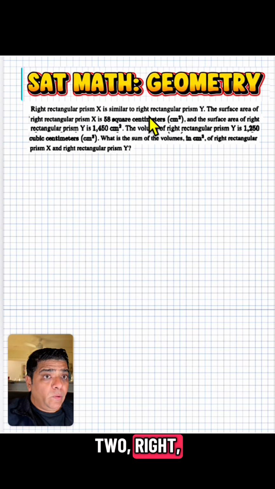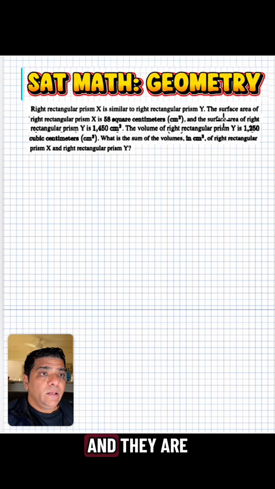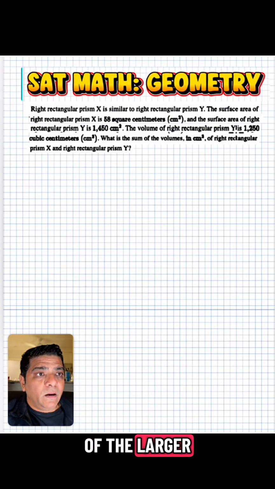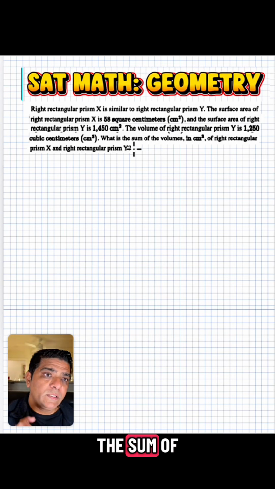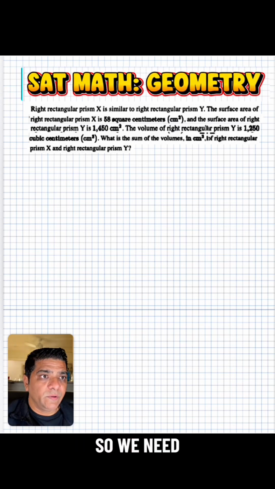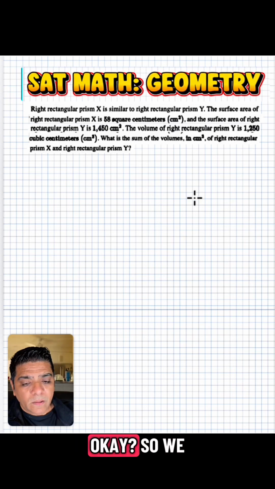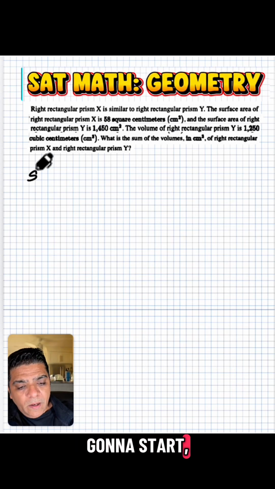So we have two right rectangular prisms, X and Y, and they are similar to each other. The surface areas are given, and the volume of the larger one is given. So we need to find the sum of the volumes of those prisms, which means we need to find the volume of the smaller one. Okay, so we're going to start.